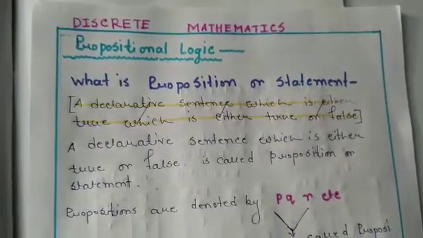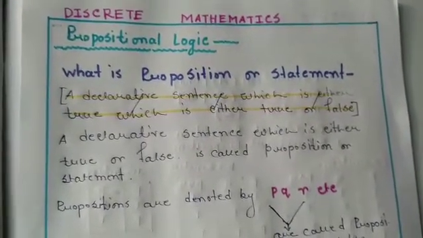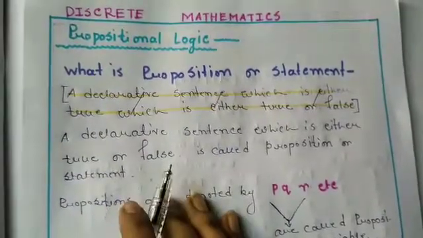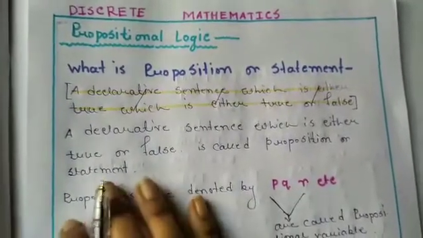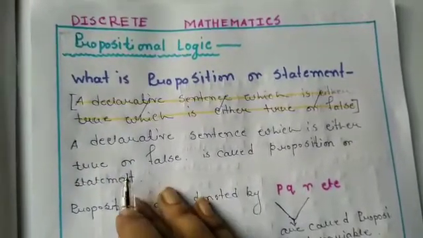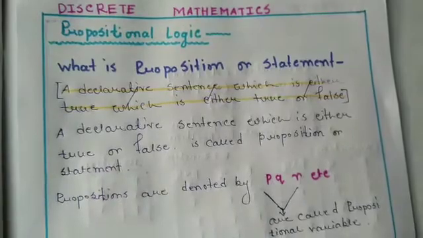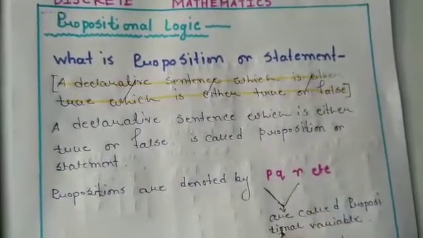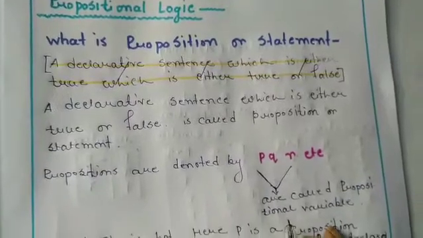Before I start, I want to tell you what a proposition is. A proposition is a declarative sentence which is either true or false. It's called a proposition, and a proposition is also called a statement. Propositions are denoted by P, Q, R, etc. P, Q, R are called propositional variables.